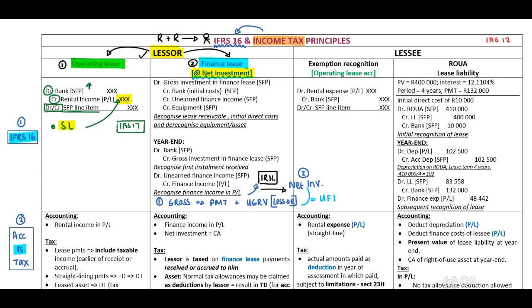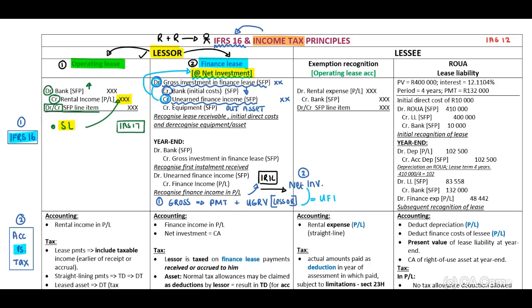Therefore, our journal entry will be to debit an asset, which is our gross investment in our finance lease amount. Then we need to credit our unearned finance income in our statement of financial position. And the difference between your gross and your unearned finance income, debit minus credit, will be your net investment. If there's any initial costs, credit bank account, decrease, and take out your asset. This is your journal entry on initial recognition.